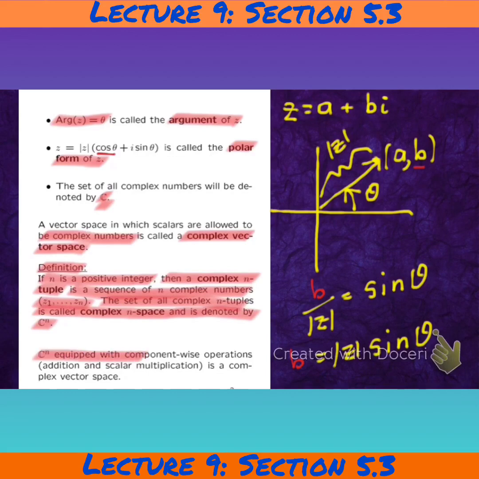Now Cn is equipped with component wise operations. So component wise addition and scalar multiplication. It works in the same way as normal real number multiplication and addition. And under those two operations, it's a complex vector space. You can go and check that all the properties of a vector space, all the properties that need to hold, are satisfied. All those axioms we did in the first semester.